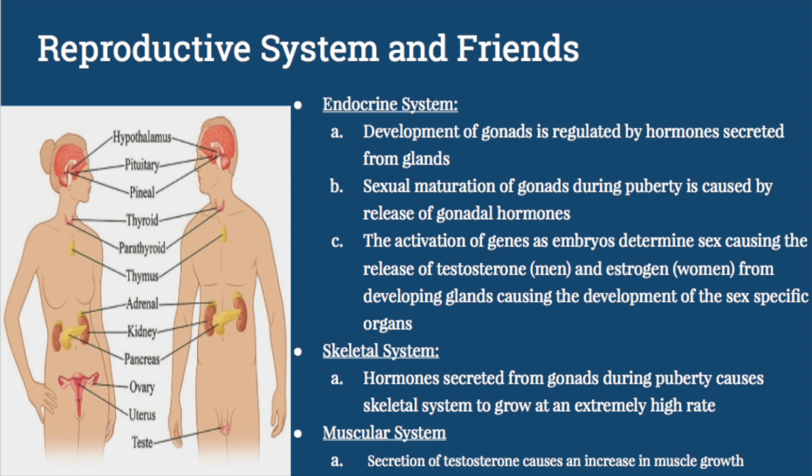For the skeletal system, hormones secreted from gonads during puberty cause the skeletal system to grow at an extremely high rate. For the muscular system, secretion of testosterone causes an increase in muscle growth.